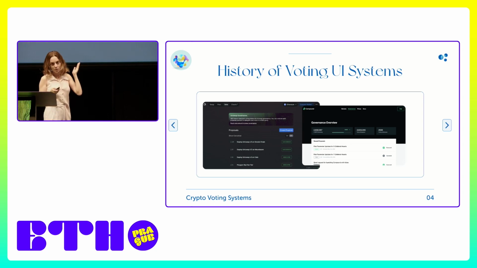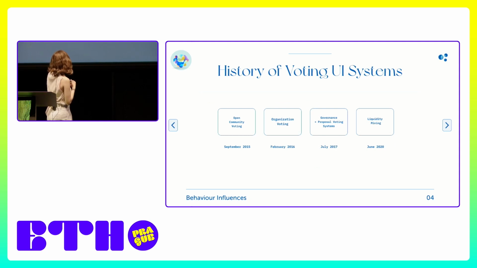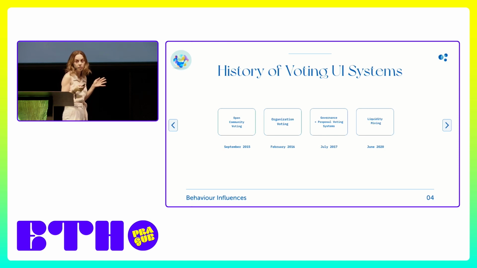I think Compound was probably the most famous, but Uniswap was also pivotal in a lot of their governance proposals within DeFi Summer as well. This was the timeline that I expanded on, starting off with open community, moving to organized voting, where we started to see proposals passing and being executed, then these formal proposal systems where you start to see voter profiles and more in-depth statistics about the voting so that voters are more educated, and then liquidity mining, where these governance incentives start to explode.